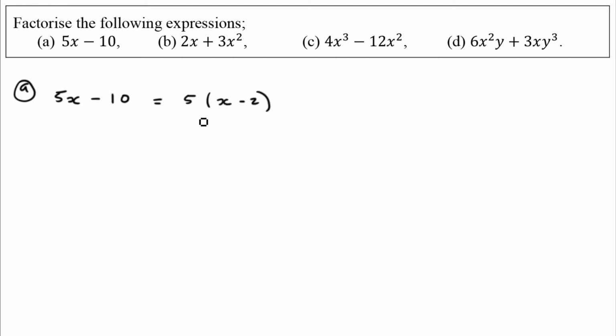Because if we were to multiply this back out, we would have 5 times x, our 5x, and 5 times negative 2, which is negative 10. There's no more factorizing that can be done because there's nothing common to both the x and the negative 2 term.